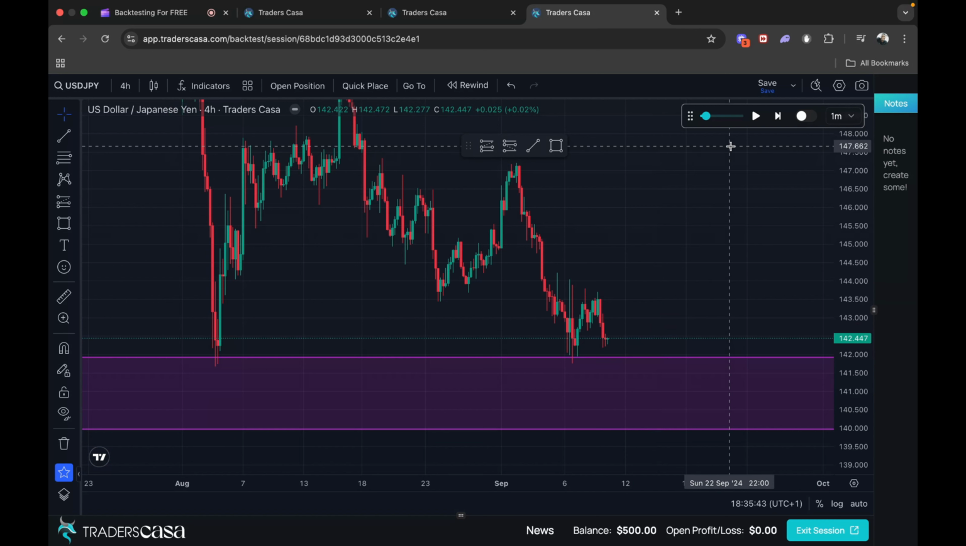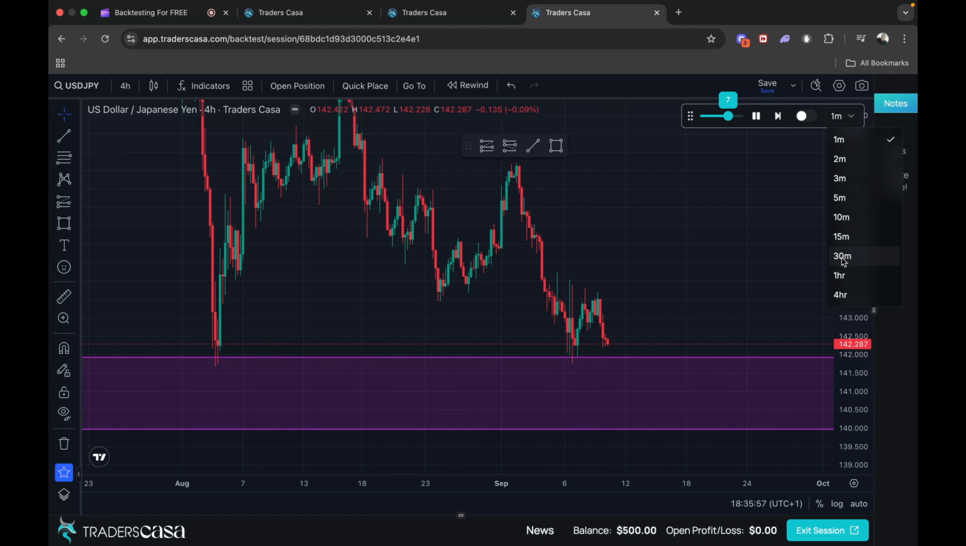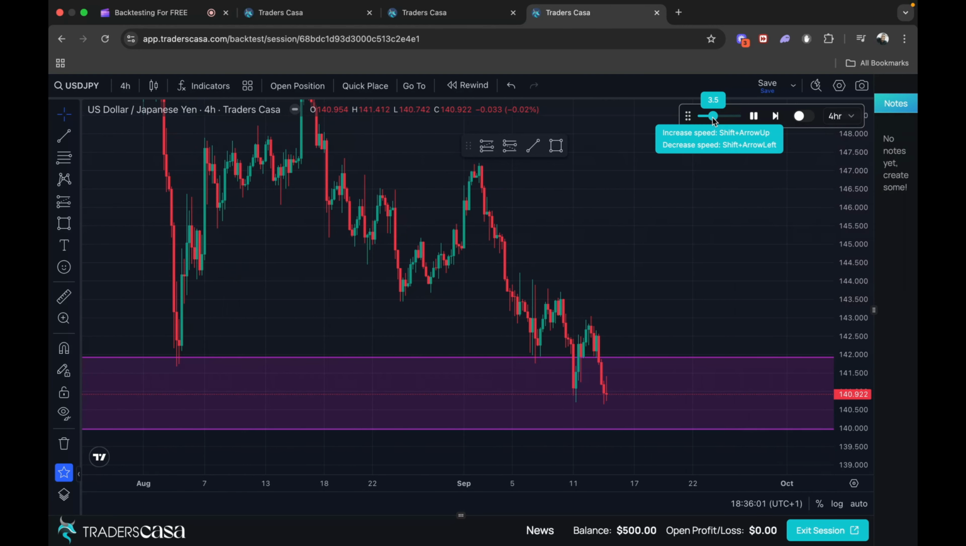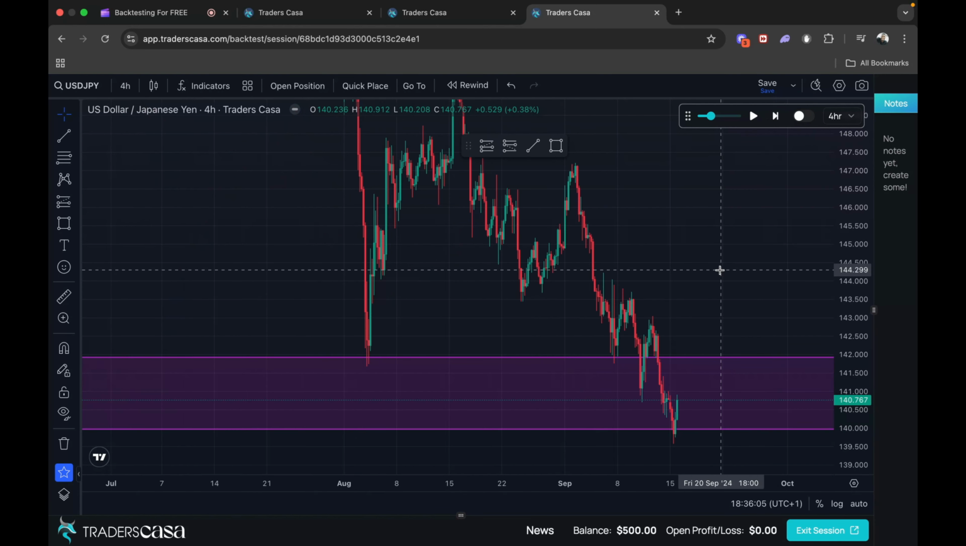With Tradercasa, we can now play price. If we want to play price, this is the speed, 5.5, etc. So let's play price and see what's going on. You can see as I'm playing price it's doing its thing. Let me have this at 4 hours so it can be a little faster. Okay, let's put that at 3.5. Now I can see what is going on.